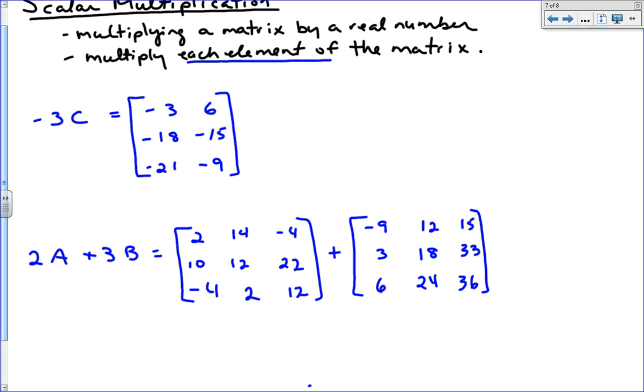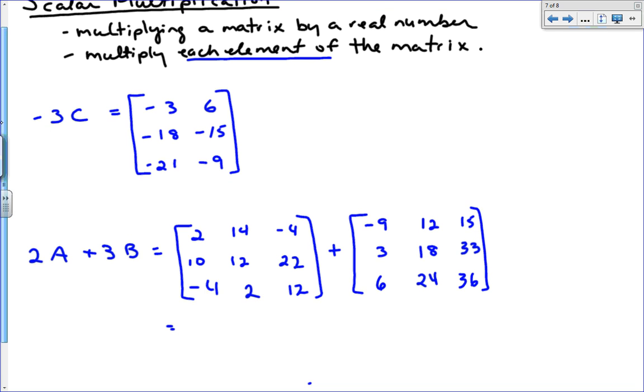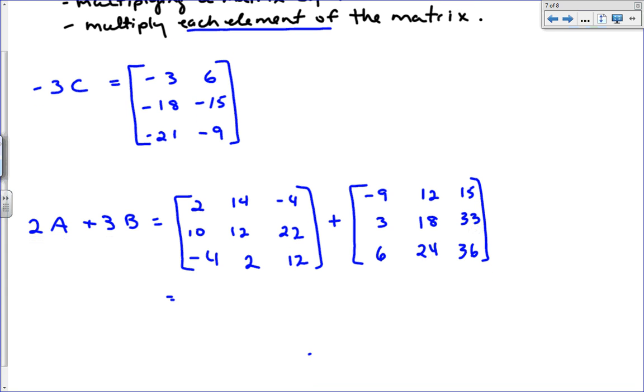And now we can add those together and get our result. So we can say that's equal to negative 7, 26, 11, 13, 30, 55, 2, 26, and 48.